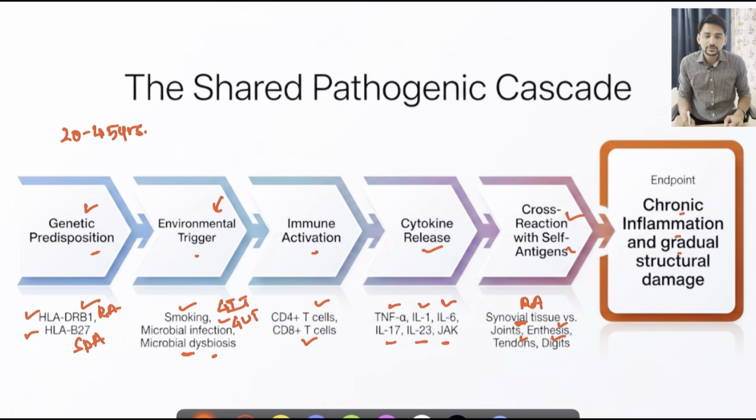So this is the common pathophysiology which applies both to RA as well as spondyloarthritis. The only thing is the gene which is responsible might be different, and the environmental trigger might be different, and it will also differ in the important cytokines involved for the development of disease. So there is some overlap as well as some dissimilarity.